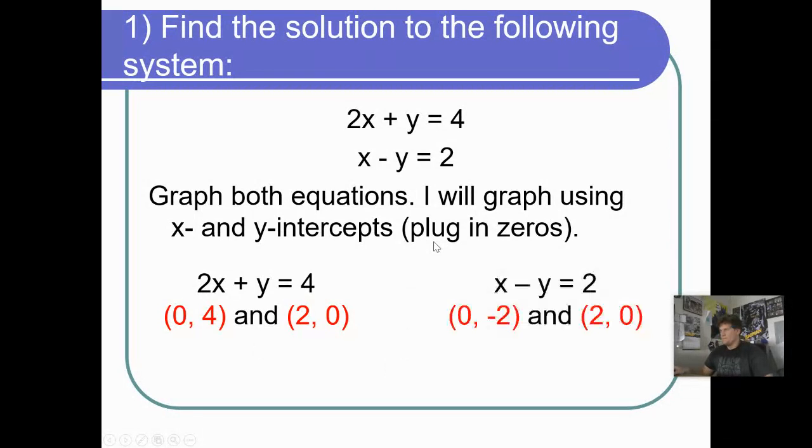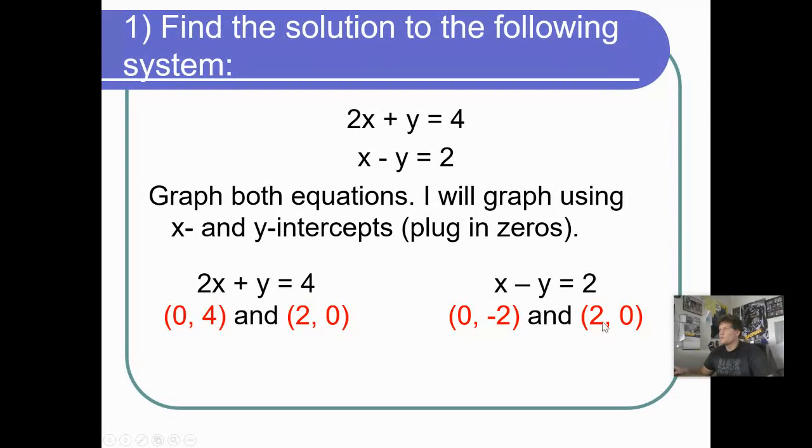Now for the other one, same kind of thing. I plug in a 0 for the x. I get negative y is equal to 2. Divide both sides by negative 1. I get y equals negative 2. Plug in a 0 for the y. X minus 0 equals 2. That's x equals 2. So I have my other intercept point right there.